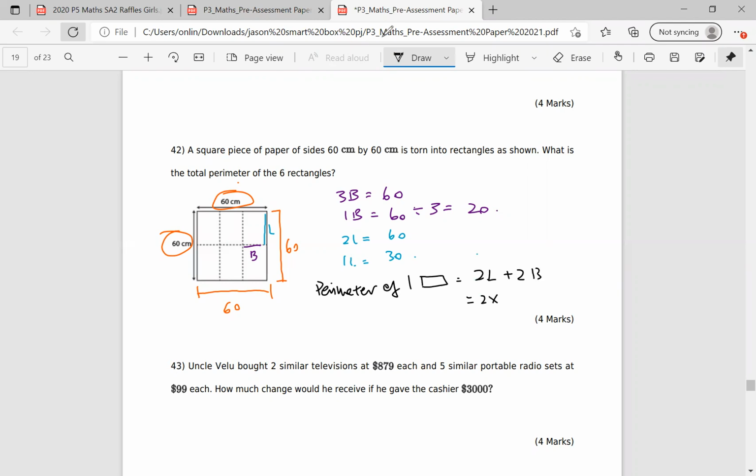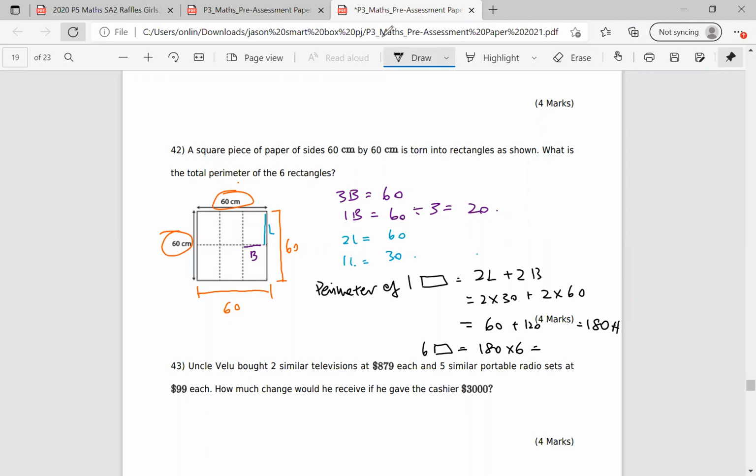So 2 length will be 2 times 30 and then 2 times 20. What we have here is equals to 60 and then here is 40. Total here is 100 here. And then after we have our total here, this is for 1 rectangle, the total perimeter. So if I want to have the total perimeter for the 6 rectangles here, so what I need to do is, I write something wrong. So here we need to find 6 rectangles equals to 180 times 6. So 180 times 6.